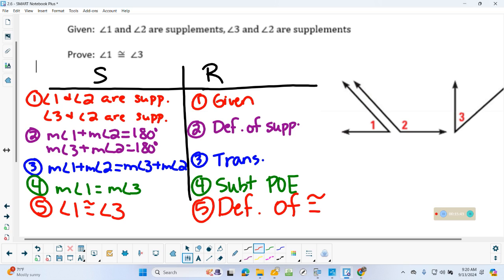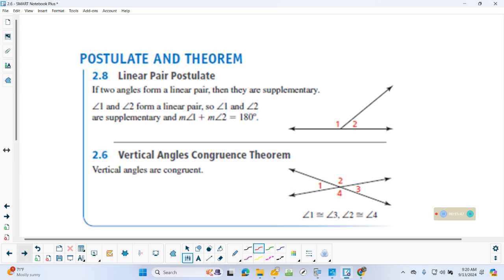Okay, last two things I have that we're going to use on proofs, you already know them. Linear pair postulate. That is a mouthful. I'm going to call it LPP. So, of course, linear pair. We know what those are. A pair of angles that make a line. And then, of course, if they make a line, they add to 180. It's all stuff we know. That's just what we're going to use when we write our proofs. We're going to call it the linear pair postulate.